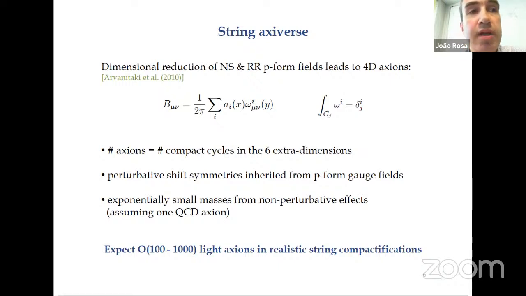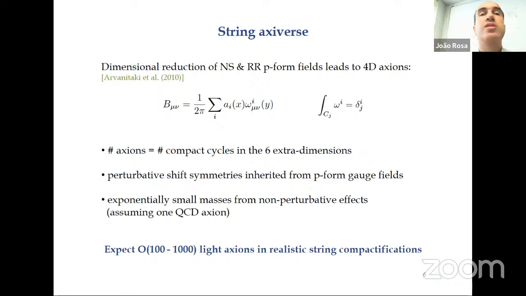So string theory can predict, in particular, the QCD axion, which has been proposed as a solution to the strong CP problem. There are some technical issues because you need to stabilize the extra dimensions. It's called moduli stabilization. Depending on how you do this, you can actually give masses to all the axions. But the argument that Arvanitaki et al. gave in 2010 is that if you assume there is one QCD axion, you have to get rid of all these effects that give large masses to axions. You're left with only the non-perturbative effects. So for most axions, and we're talking order 100 or 1,000, the masses of these axions will be extremely small.